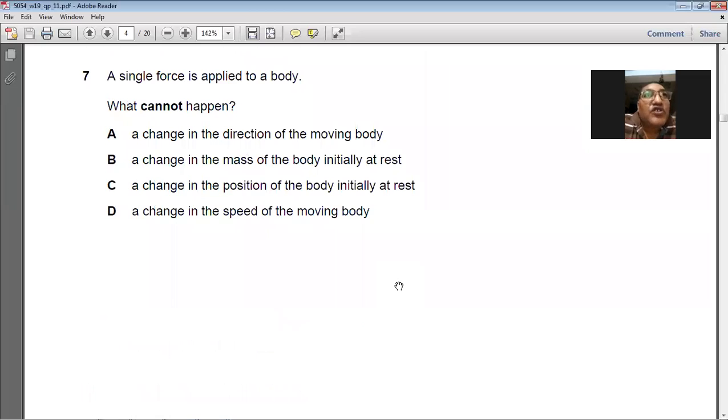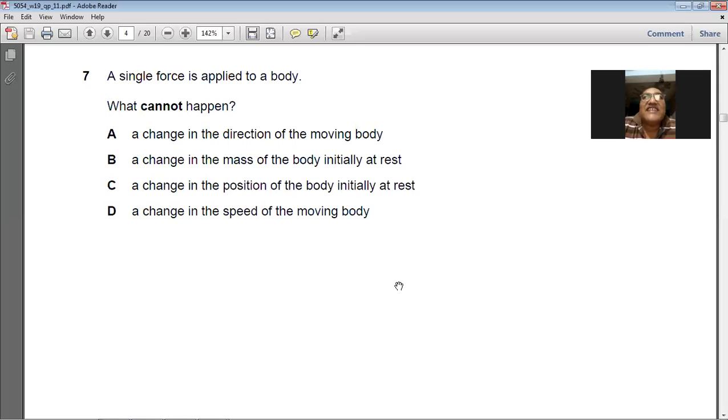A single force is applied to a body. What cannot happen? When a force is applied on a body, its direction of motion can be changed, its velocity can be changed, its position can be changed. The one thing the force cannot do is change the mass of the body.